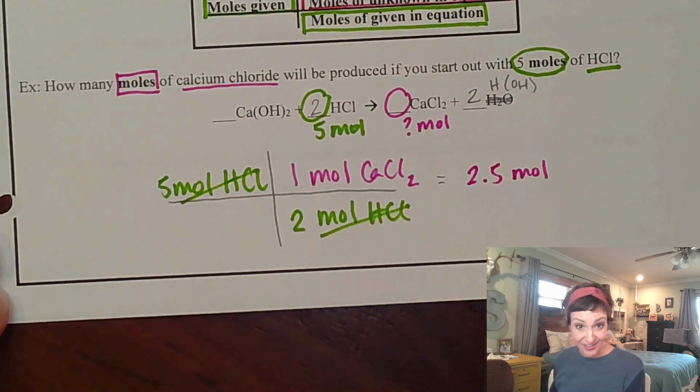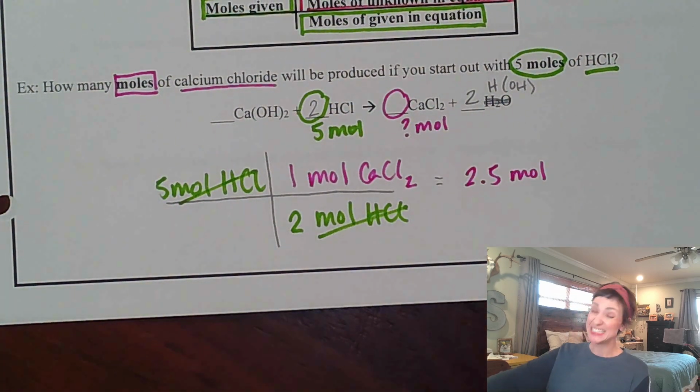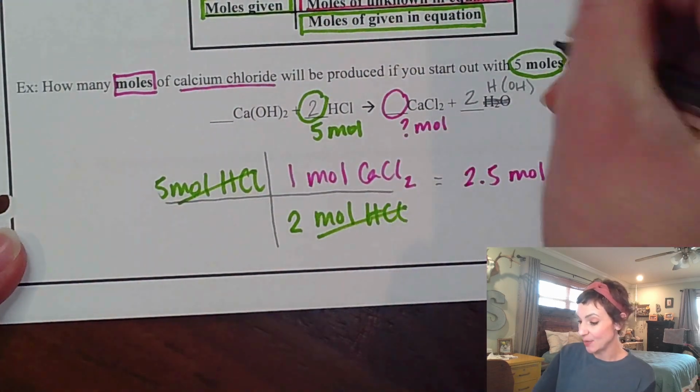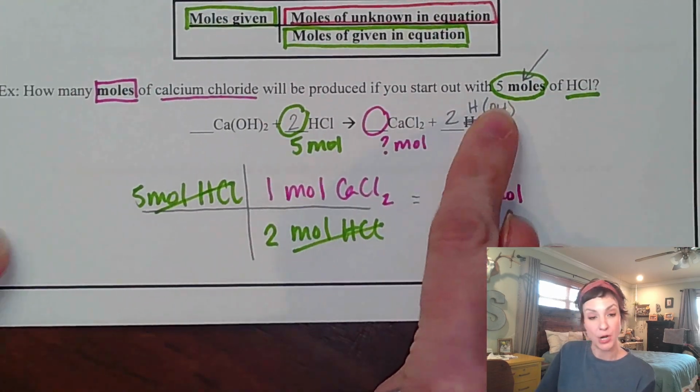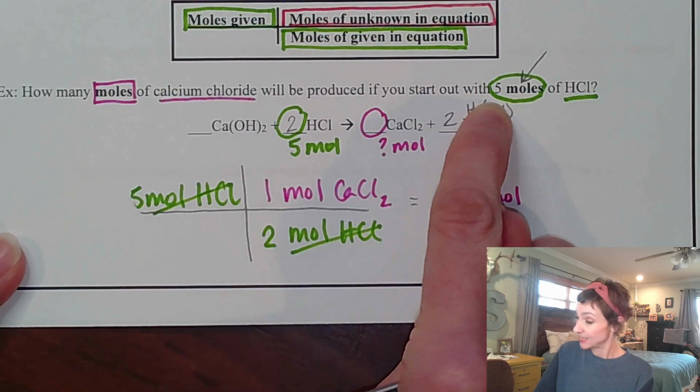Well, we got the sig figs of it all, okay? So for my sig figs, the only number I have to look at to tell me how to round is the given number in the problem. 5. That's what they gave me.